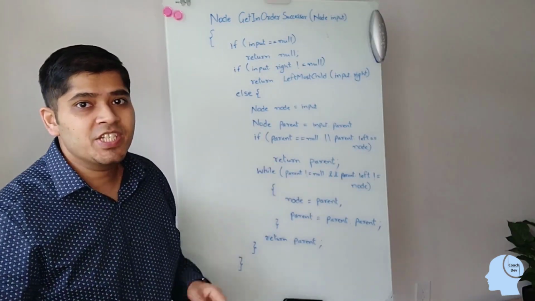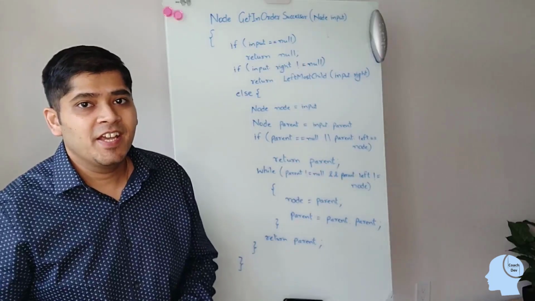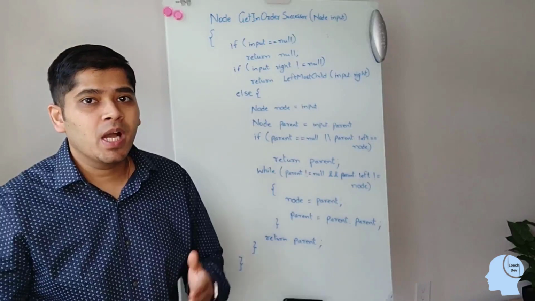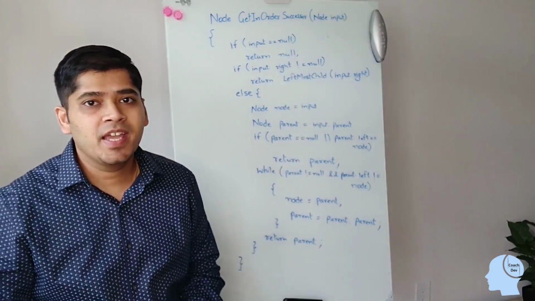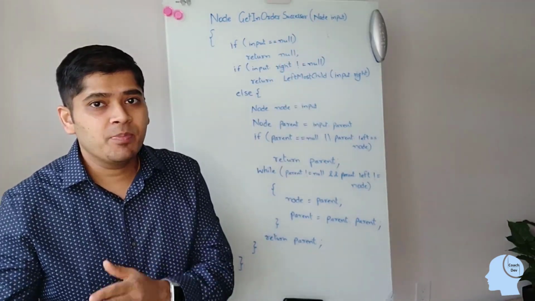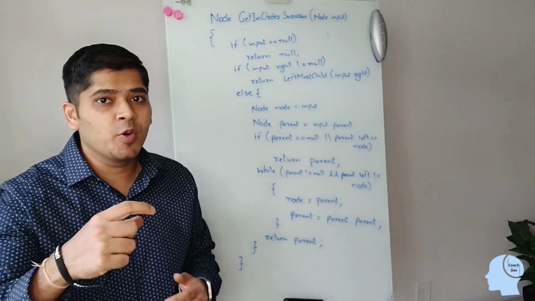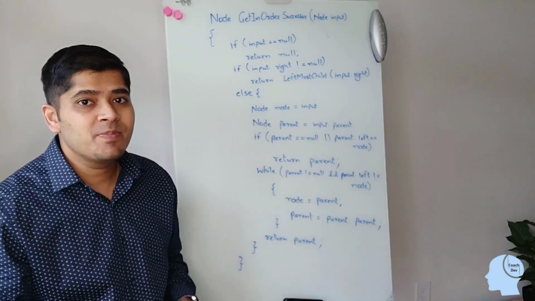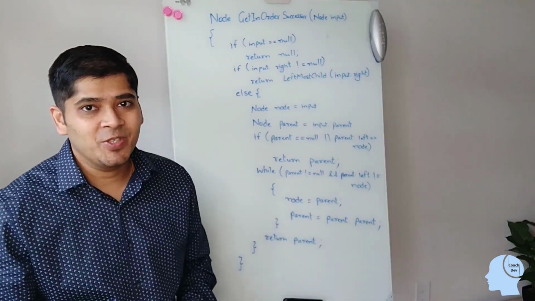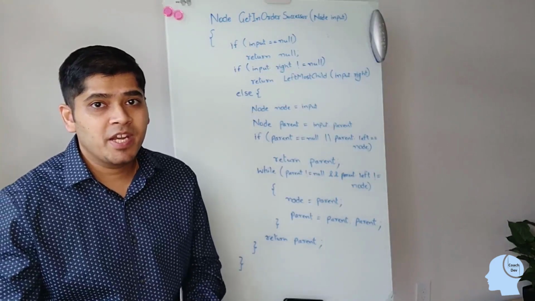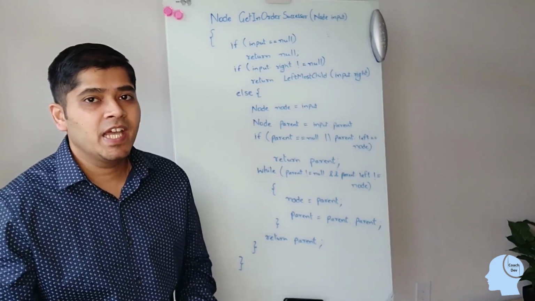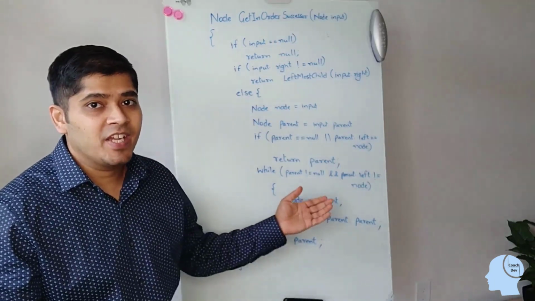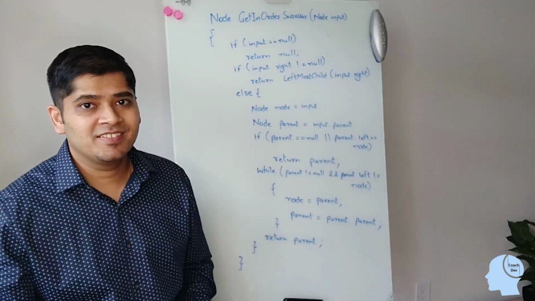Otherwise, if this condition also fails, then we will run a while loop. The while loop will keep going up the parent again and again until we reach a point that we have reached a parent node from the left child. Once we have found such a parent, we can return that value. If such a parent is not found ultimately, then this algorithm will automatically return null because we have that check: while parent not equal to null.